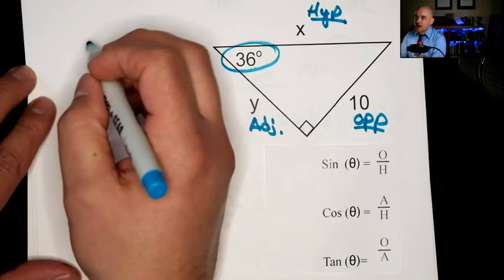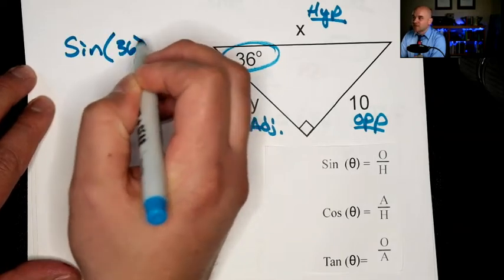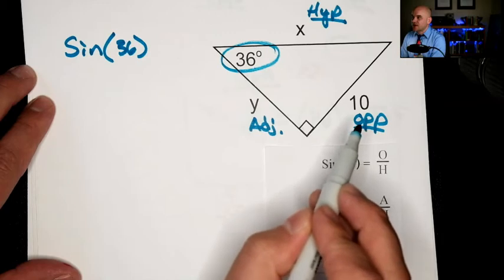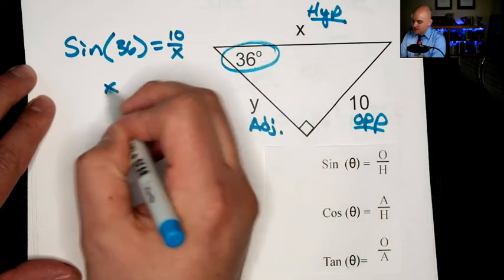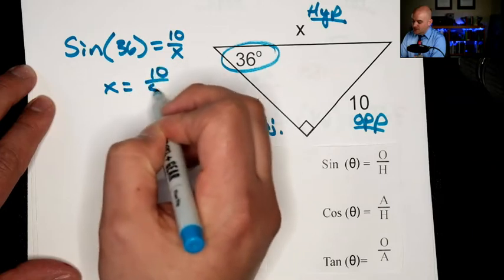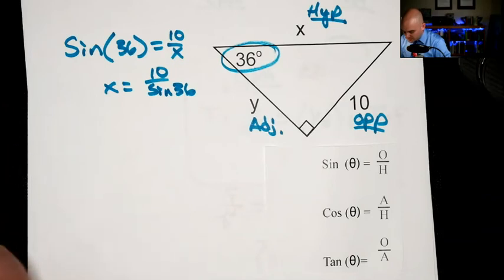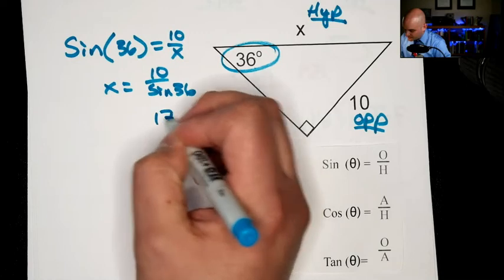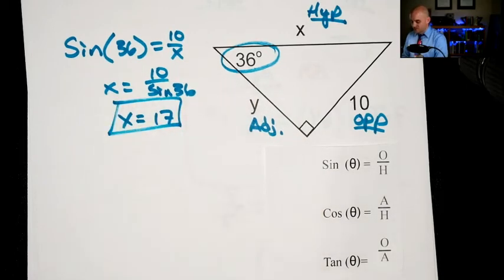So I've got the sine of my angle, 36, must equal the opposite side, 10, over the hypotenuse x. The variable is in the denominator, so I'm going to use the switching property, and I get 10 divided by sine 36. So punching that in, 10 divided by the sine of 36 gives me 17, rounded, but that is your value for x.